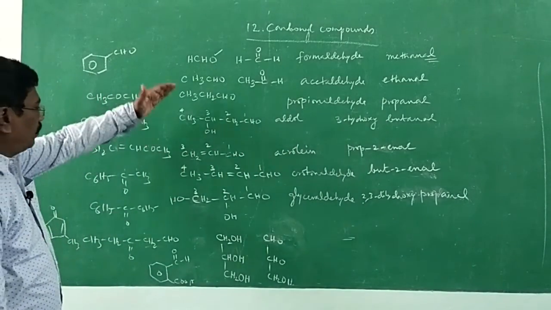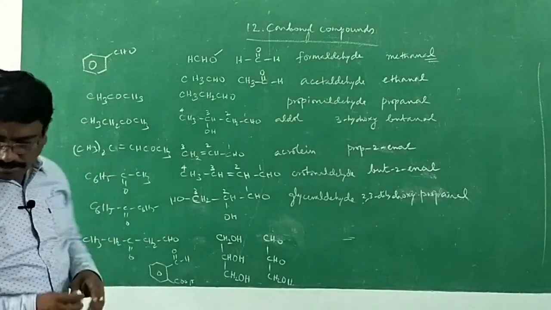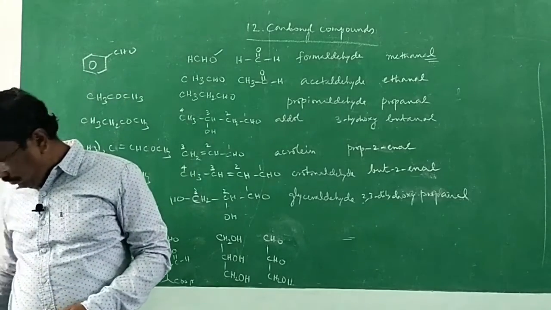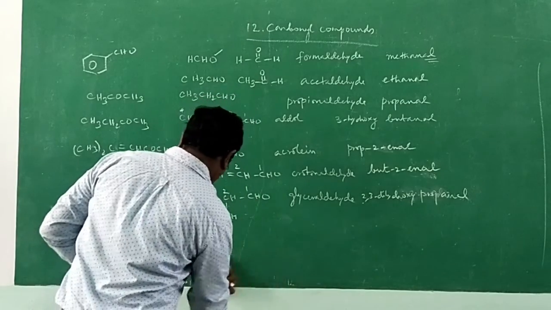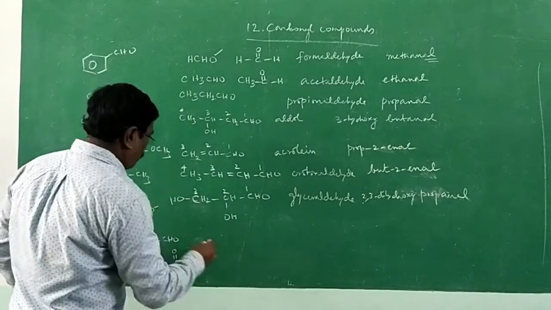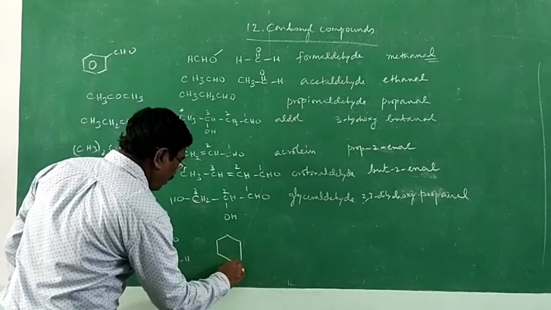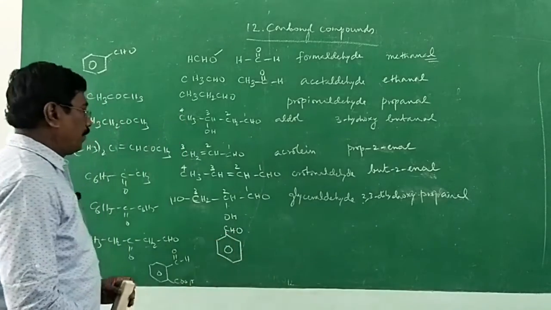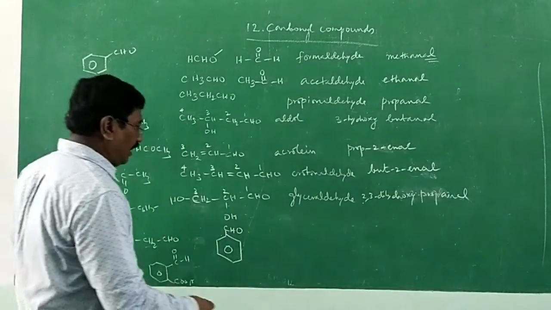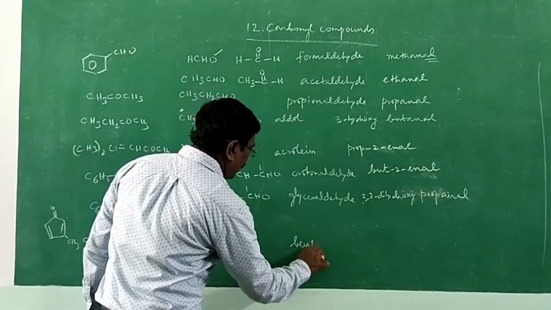So we have seen a few aldehydes. One more aldehyde. What is it? Let me write about this aldehyde. A benzene ring with a CHO group. It is called benzaldehyde.